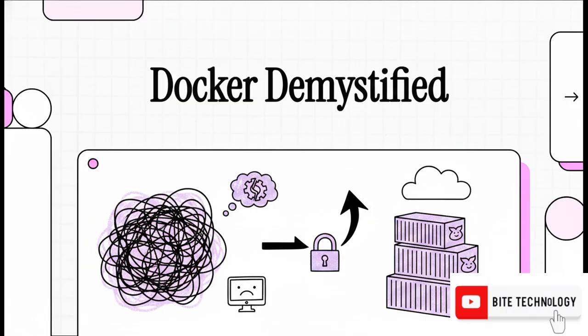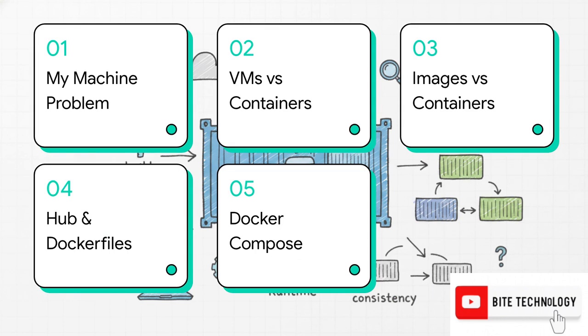Well, today, we are going to cure that headache once and for all by demystifying Docker. We're going to take you straight from local chaos to production-ready perfection. Let's get right into it. So, here's our roadmap for today. We're going to cover the infamous My Machine problem, compare virtual machines to containers, break down images versus containers, check out Docker Hub and Docker files, and finally, look at scaling with Docker Compose.